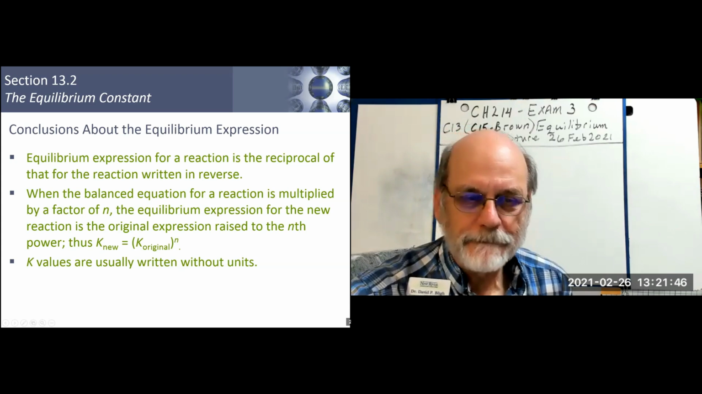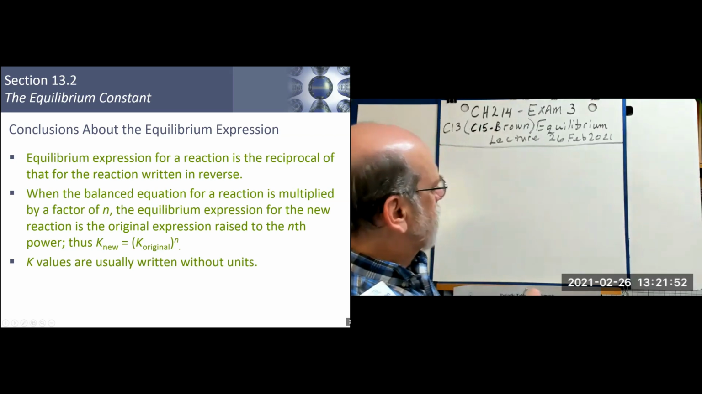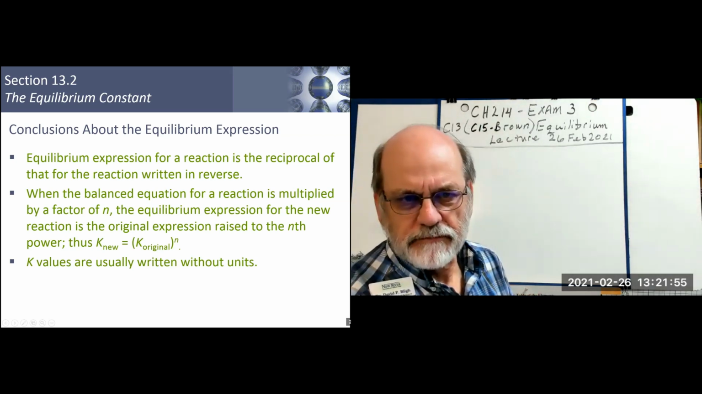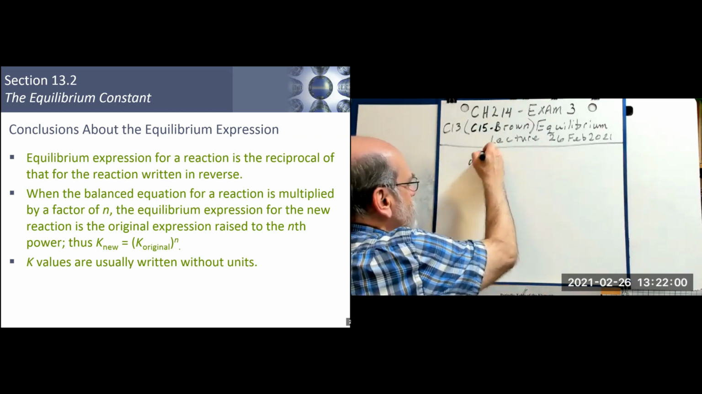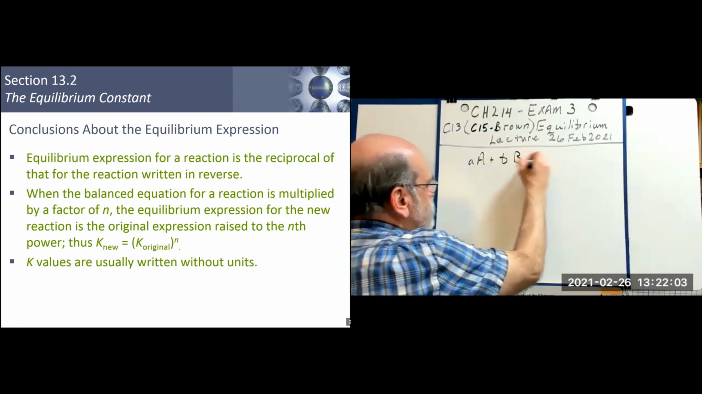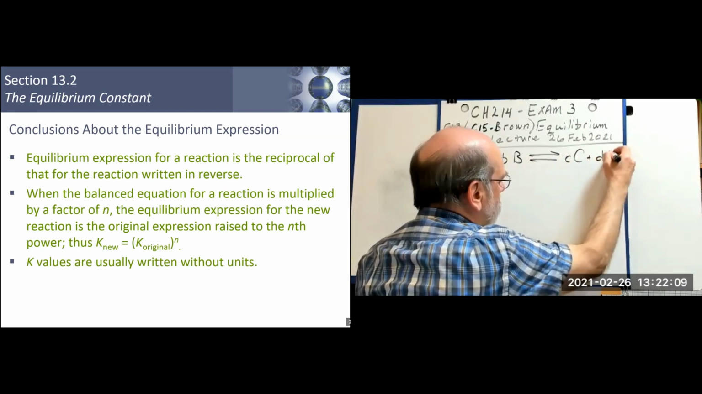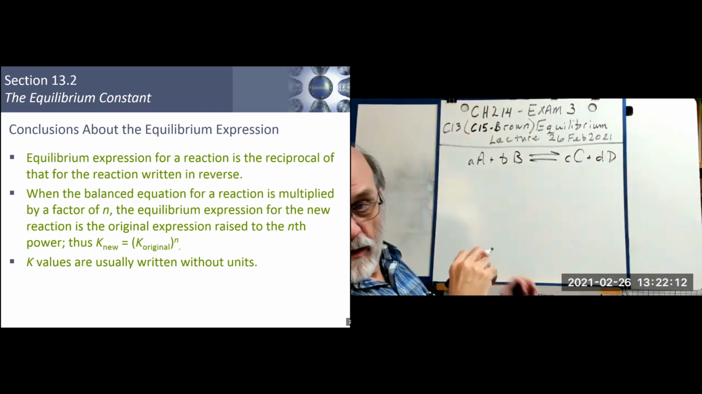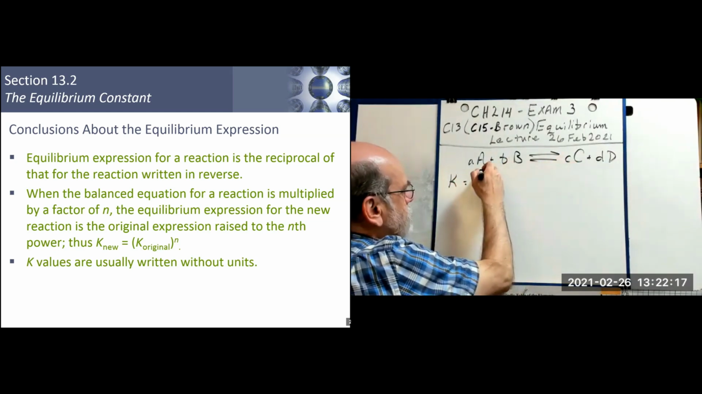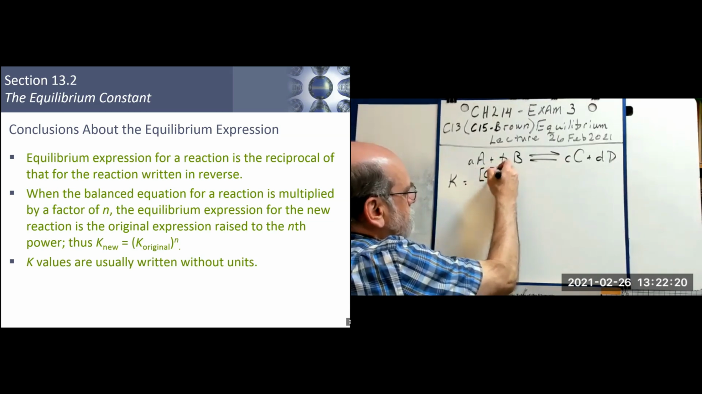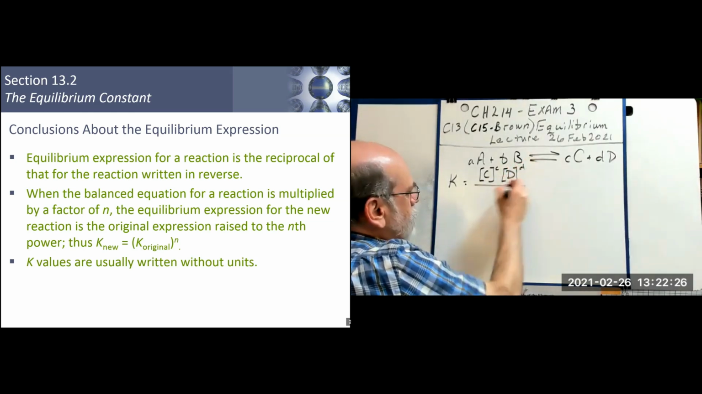All right. So maybe I better, for this discussion, I need to have something to work from. So let's say we do have this and this. There we go. And our equilibrium expression will be products over reactants.